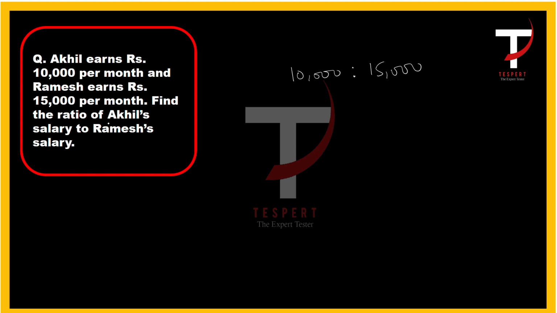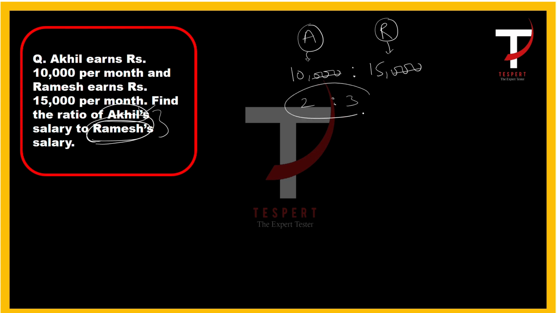So we are asked to find the ratio of Akhil's salary to Ramesh's salary, because when we are asked for Akhil's salary first, then we have to mention the value of Akhil first. After that we find Ramesh's salary, then Ramesh will come, right? So just solve. So 2 is to 3. So this is the ratio of the salary of Akhil and Ramesh, right?